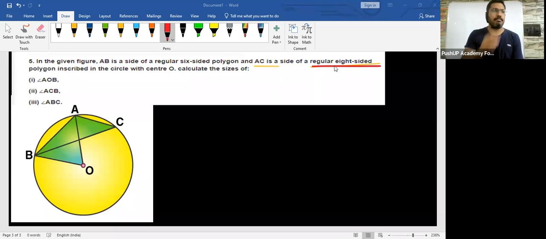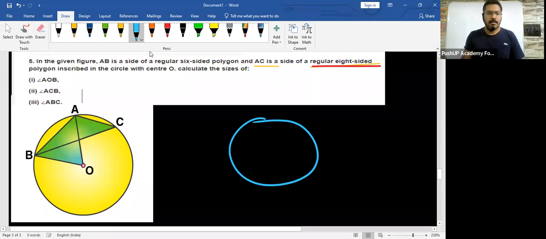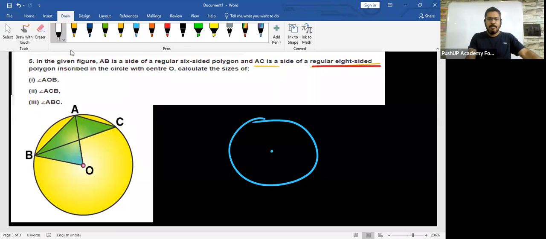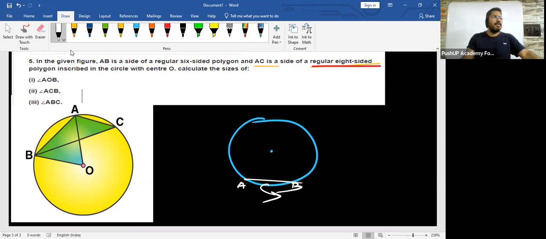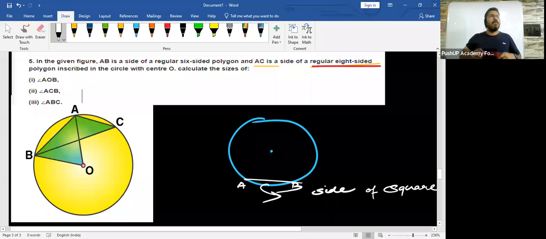Now, imagine there is a circle. There is a circle with a center. All right. And I'm telling you, AB is a chord. AB is a chord. This AB happens to be one of the sides of a square. This AB happens to be one of the sides of a square.